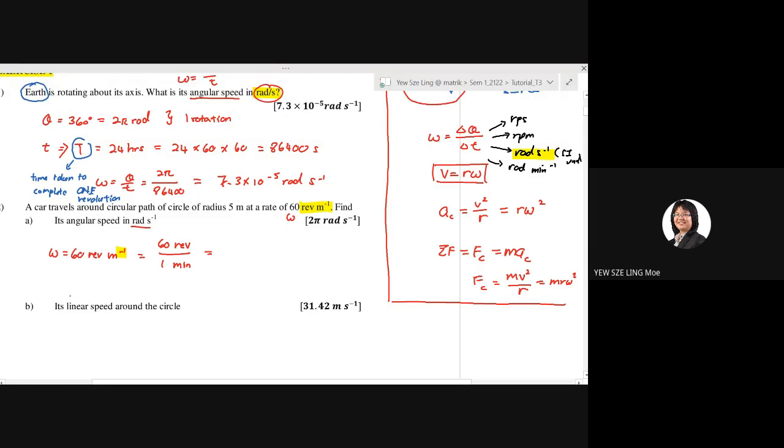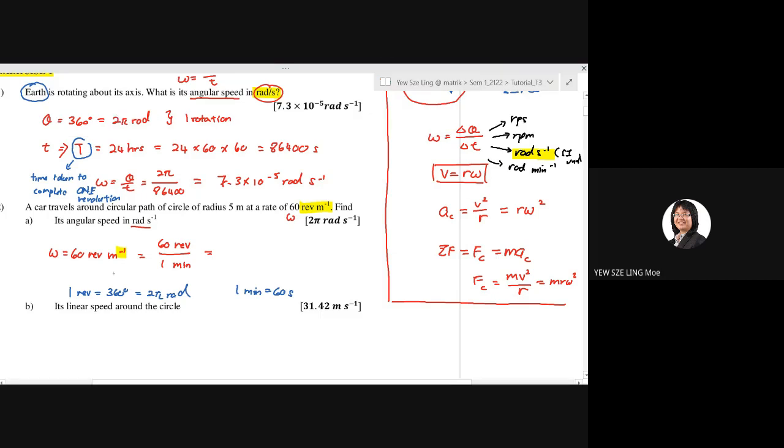We know one revolution is equal to 360 degrees, and one revolution is also equal to 2 pi radians. So what we want to do is find out how many radians 60 revolutions is equivalent to. We also know that 1 minute is equal to 60 seconds. Those are the things we want to substitute into our equations.